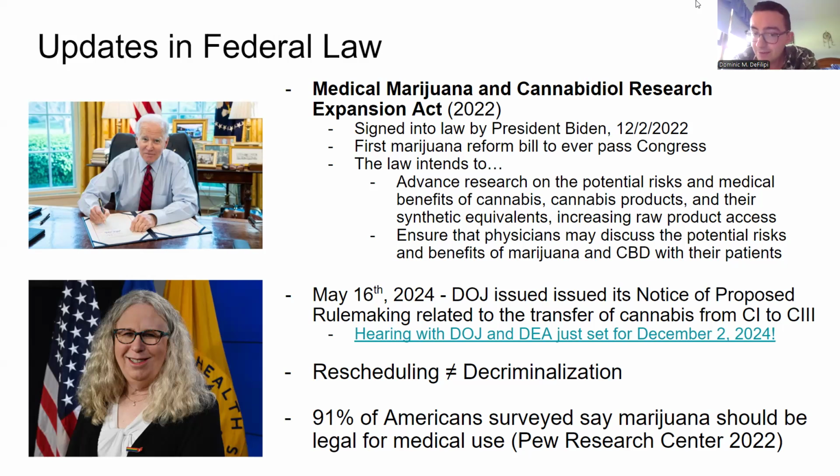However, on May 16, 2024, the DOJ issued its notice of proposed rulemaking related to the transfer of cannabis from a C1 to a C3 drug, meaning it would be purchasable and prescribable with a prescription as a C3 drug. It was initially from the Health and Human Services Secretary Rachel Levine, who's over in that left-hand corner. She was the one to write the recommendation for it, and then the Department of Justice issued its notice of proposal and rulemaking. And this just in, the hearing date was just set. So the hearing with the DOJ and the DEA is set for December 2nd, 2024.